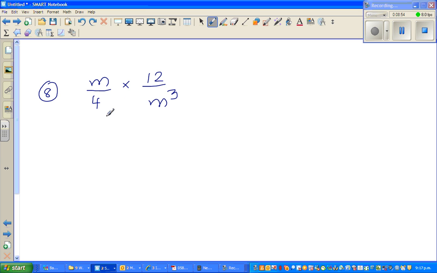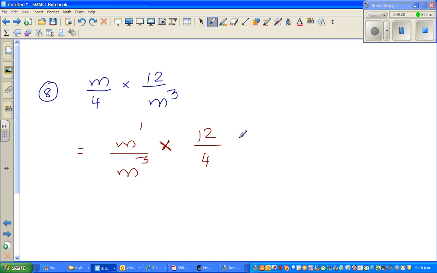So here, I am grouping the letters together. So this is m to the power 1 over m to the power 3 times 12 over 4. Because you're multiplying, you can write this in any order. It doesn't matter, because when you're multiplying two numbers, you can multiply in any order.